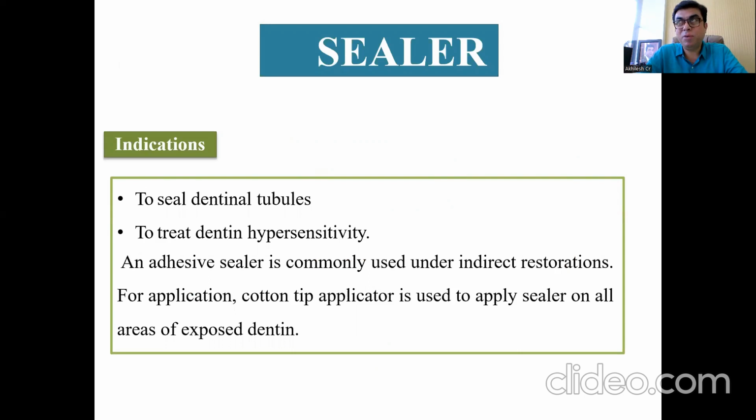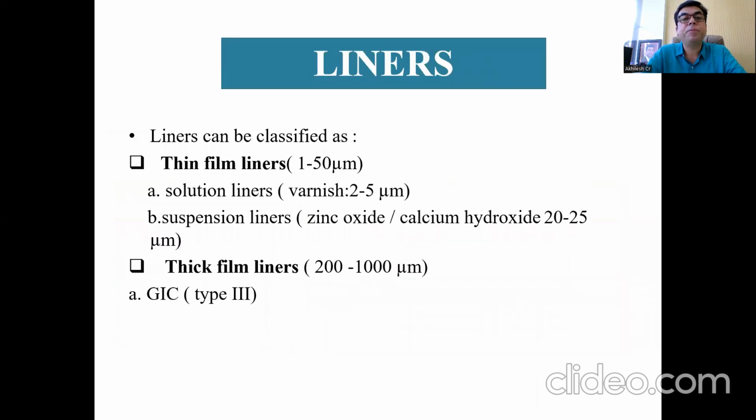So just to mention about the sealer. Sealer is a root canal sealer. That is an indication to seal the dentinal tubules. It is used to treat dentin hypersensitivity. And this is like an adhesive sealer commonly used under indirect restoration, applied with a cotton tip applicator on all areas of exposed dentin.